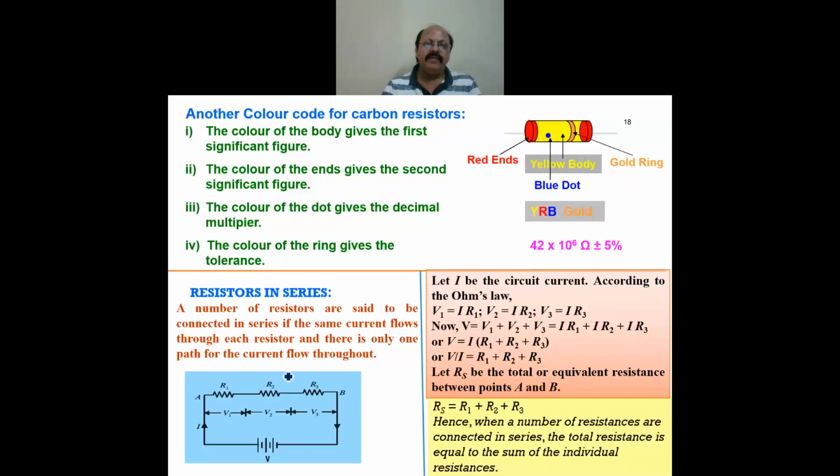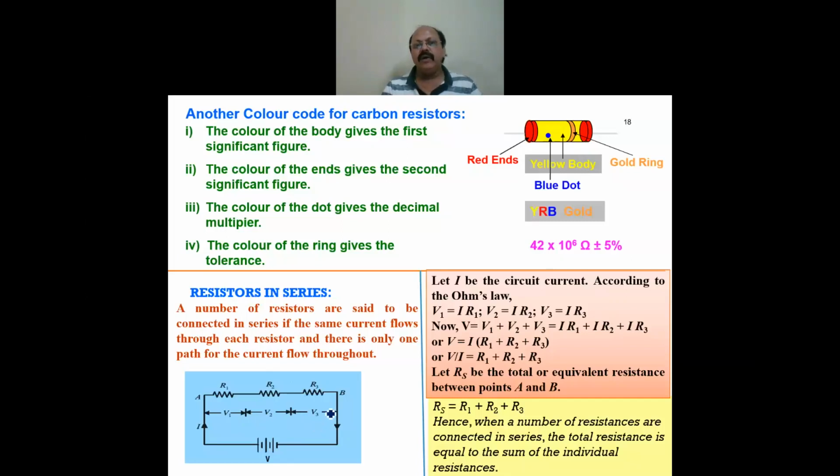Here we are taking R1, R2, R3 resistances connected in series. Then you see here one battery is connected. Then a current is flowing, and that current flowing through R1, R2, R3, that is I current. Current remains same, but potentials are different across each resistor. Across R1 is V1, R2, V2, R3, V3. So total potential is V is equal to V1 plus V2 plus V3.